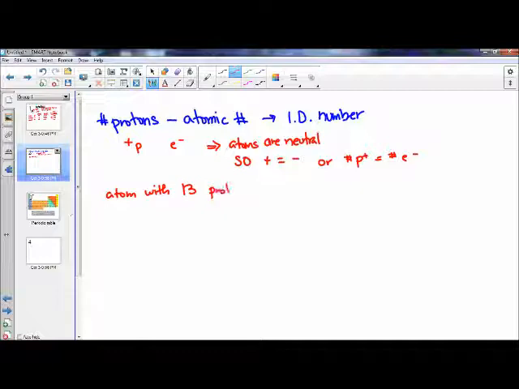Okay, so if an atom has 13 protons, that means that its atomic number is 13. And if you go to the periodic table, that means it's aluminum, or aluminium, as the British say. So that means it has 13 electrons.